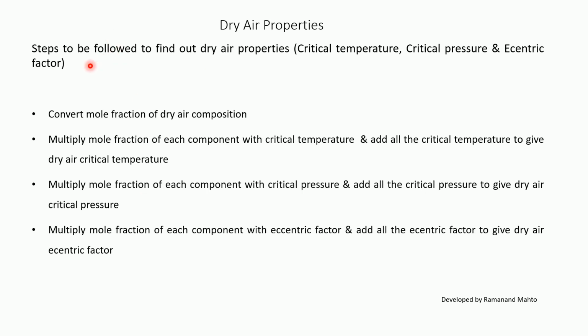So first of all, if you want to calculate the critical temperature, critical pressure and eccentric factor of dry air, how can we calculate? The following steps have to be followed. Convert to the mole fraction of dry air composition, then multiply the mole fraction of each component with the critical temperature and add all the critical temperatures to give the dry air critical temperature. Similarly, multiply the mole fraction of each component with the critical pressure and add up all the critical pressures to give the dry air critical pressure. Multiply the mole fraction of each component with the eccentric factor and add all the eccentric factors to give the dry air eccentric factor.